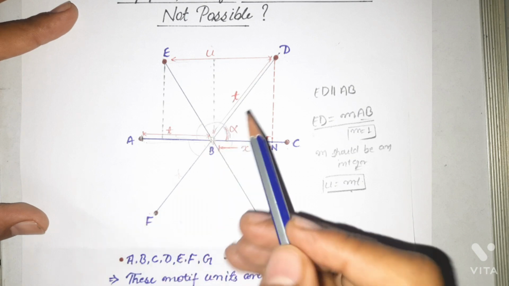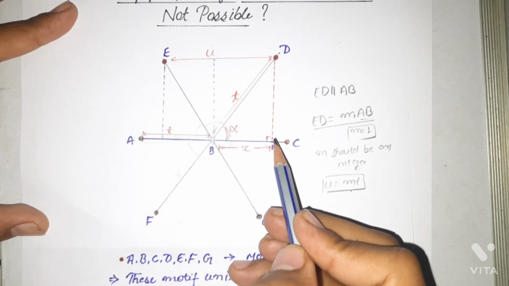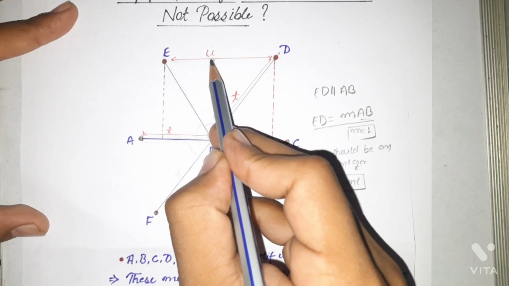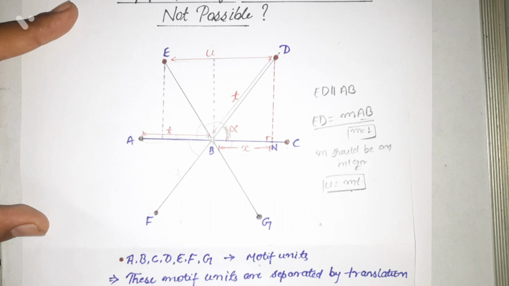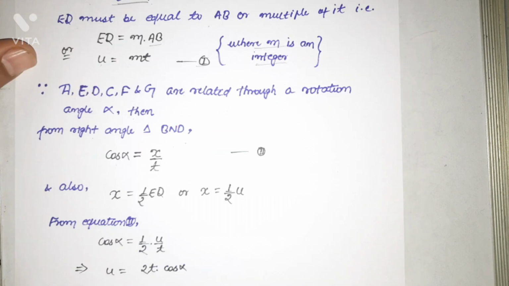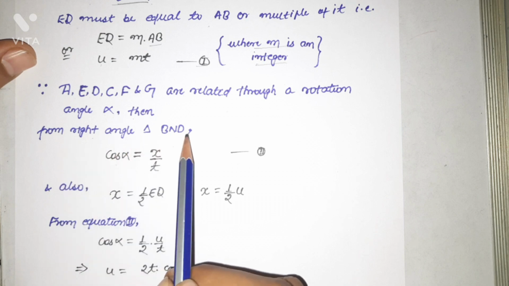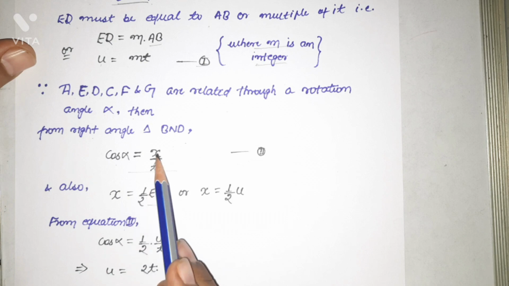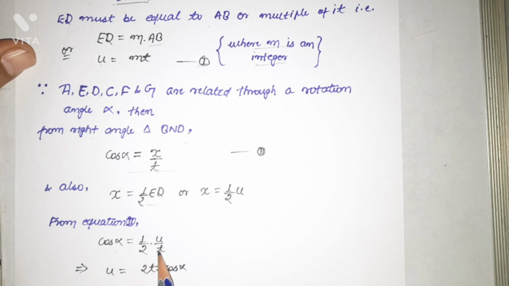Again, see. Now, since we have drawn a perpendicular, x should be equal to half ED, which means half U. So x equals half U. So from right angle triangle BND, cos alpha equals x upon T, and also x equals half ED, or x equals half U. Now put the value of x in equation second. What will happen? Cos alpha equals half U by T.